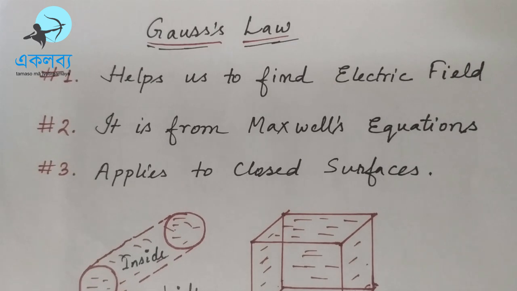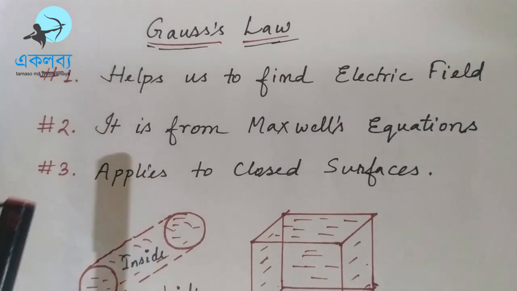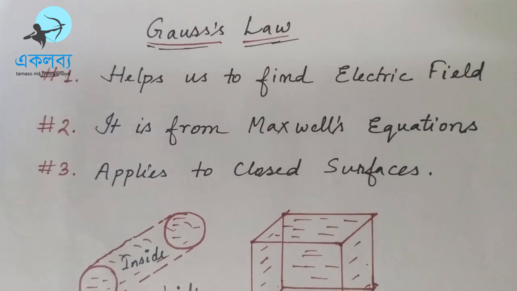So let's start. The very first question is, why do we need to study Gauss's law? Because Gauss's law makes our work easier. How? Because Gauss's law helps us to find electric field without integrating electric field. While using Gauss's law, we take electric field out of the integration by making electric field constant, because we select a surface in such a way that electric field becomes constant. The second important point is that it is from Maxwell's equations. So whenever you are doing engineering or studying electromagnetism, you need to know Gauss's law properly to solve problems.